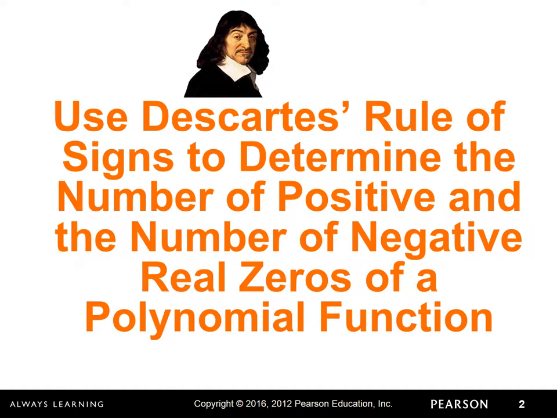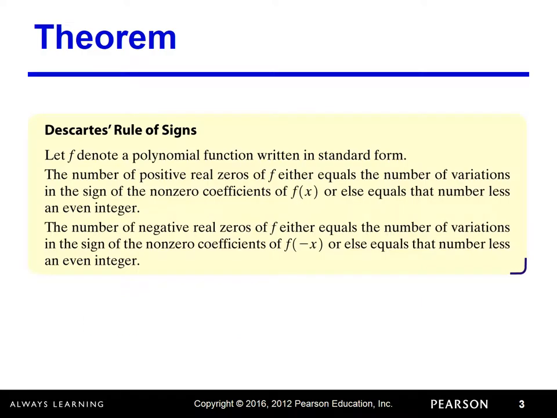Okay, so here's a problem that comes up on my math lab and elsewhere. You want to be able to find the possible number of each kind, positive and negative, real zeros there are. Here is Descartes' rule of signs. Let f denote a polynomial function written in standard form. So here's a statement about the number of positive real zeros, and then there's going to be a statement about the number of negative real zeros. The number of positive real zeros of f either equals the number of variations in the sign of the non-zero coefficients of f of x, or else equals that number less an even integer.